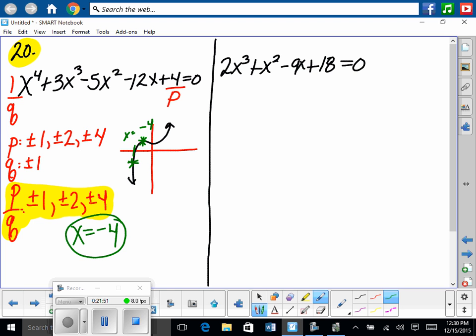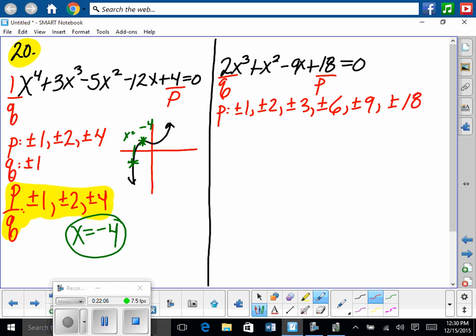So same thing with this next one. This is our Q comes first. This is our P. List out all the factors of P. Plus or minus 1, plus or minus 2, plus or minus 3, plus or minus 6, plus or minus 9, and don't forget plus or minus 18. And then Q is plus or minus 1, plus or minus 2.